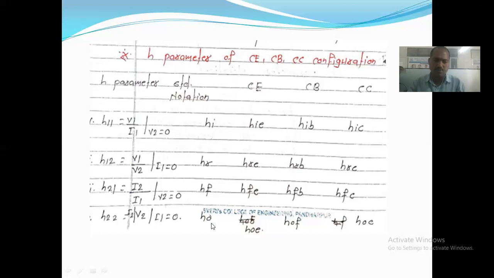H22 is nothing but output admittance. So HOE, HOB, here HOB, sorry, not HOE, HOB, because it is the common base configuration, HOB, and HOC. These are the notations which should be used hereafter. When H11 comes with respect to the common base configuration, we write HI as HIB. So HIB indicates H11 of the common base configuration, or HI of the common base network.